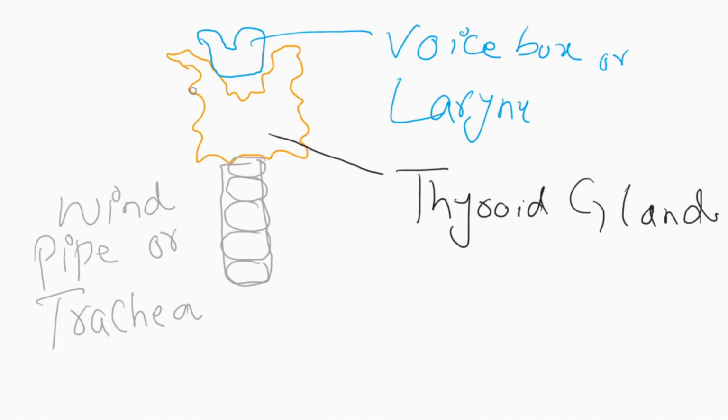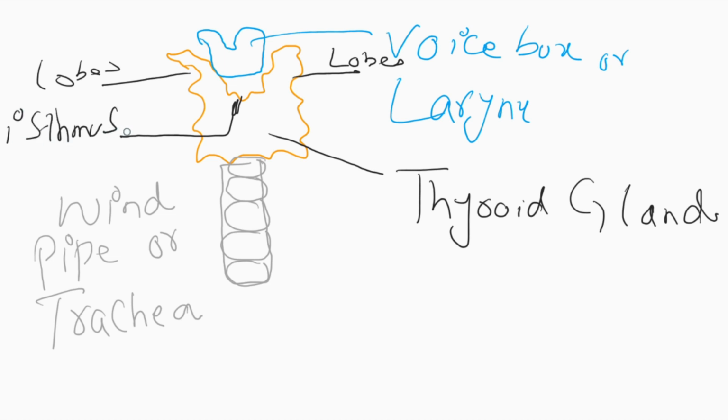When we see the anatomy of the thyroid gland, it consists of two lobes, and these lobes are present at the sides of the windpipe or trachea, and these two lobes are connected with a strip of tissue which is called the isthmus. But in some people, the isthmus is not present and the lobes are located separately.